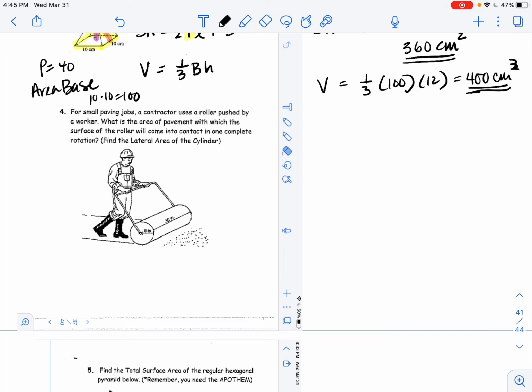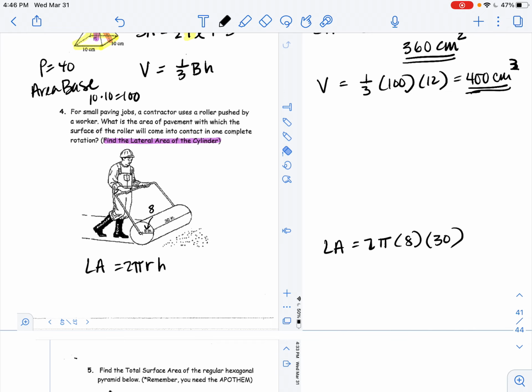Problem number 4, for small paving jobs, a contractor uses a roller pushed by a coworker. What is the area of the pavement with which the surface of the roller will come into contact in one complete rotation? And so then it gives you a little hint. Find the lateral area of the cylinder. Okay, so lateral area of a cylinder is going to be 2 pi RH, where R is the radius and H is the height of the cylinder. And so for this one, the lateral area is 2 pi. The radius is given as, this is an 8 right there. It's kind of hard to see. And then the height of it is 30.